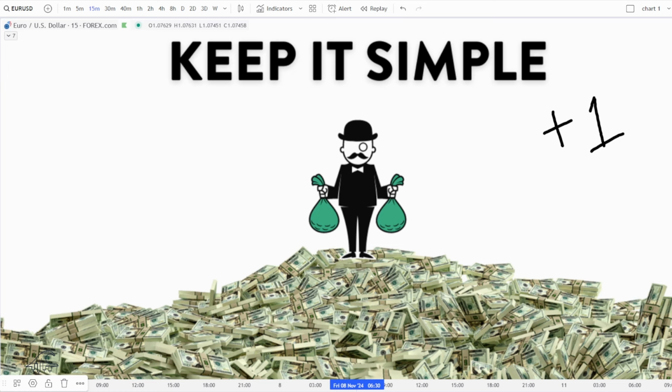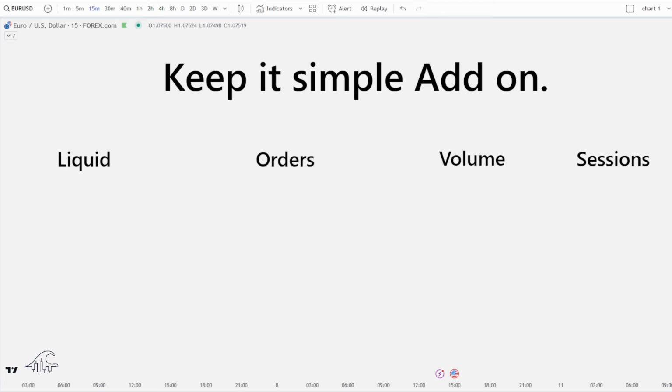But let's get on to the diagram section of this video, and we're going to walk you through the points that we are going to show you. So now we're down on the diagram section, and you can see on the chart here we have the Keep It Simple add-on.